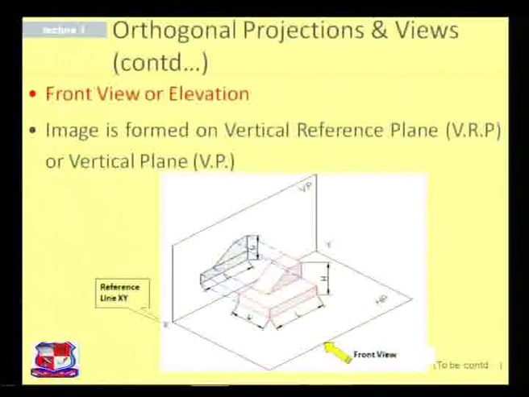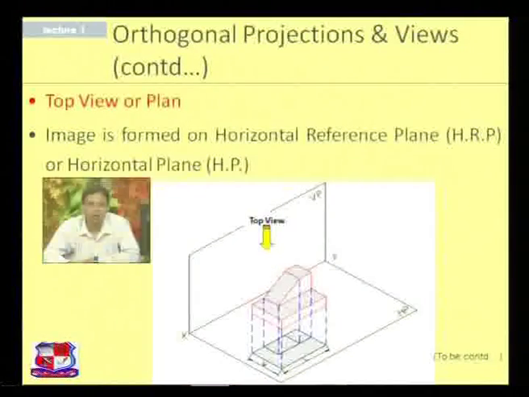Now the front view is also said to be elevation. The front view which is obtained in the vertical plane, right, is also said to be the elevation. It is said to be elevation. Now the image is formed on the vertical reference plane, or it is said to be a vertical plane or the vertical reference plane.